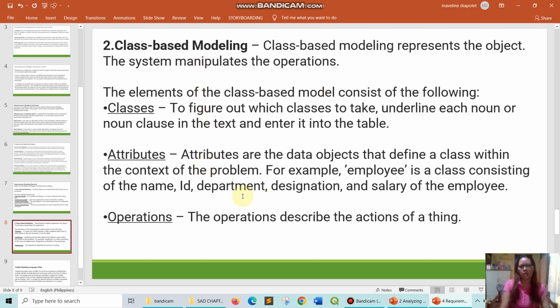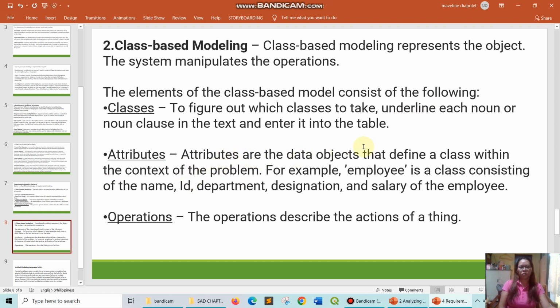So sa kuan ni sa database ni sadya to figure out which classes to undertake, underline nouns or noun clauses in the text and enter it into the table. So mo ni sadya sa MySQL, like for example, so maghimo og sa data ni sadya sa table. So dire napoy attributes.